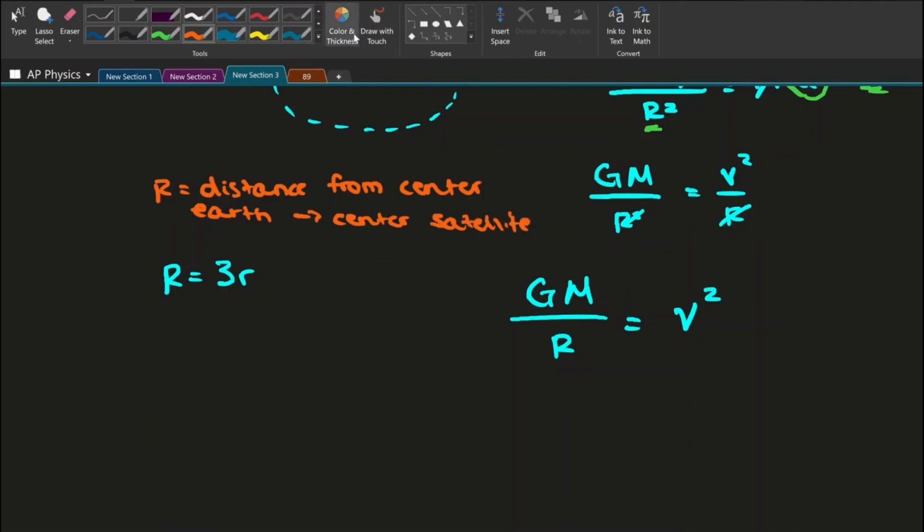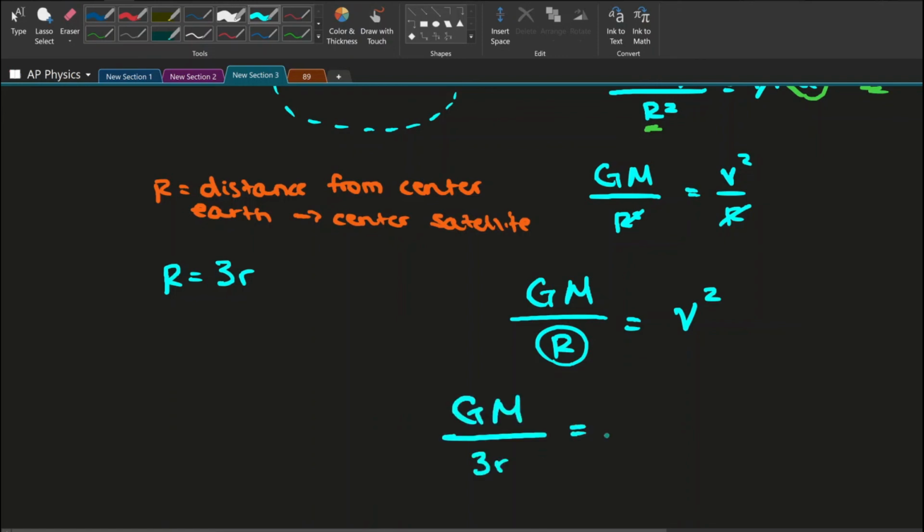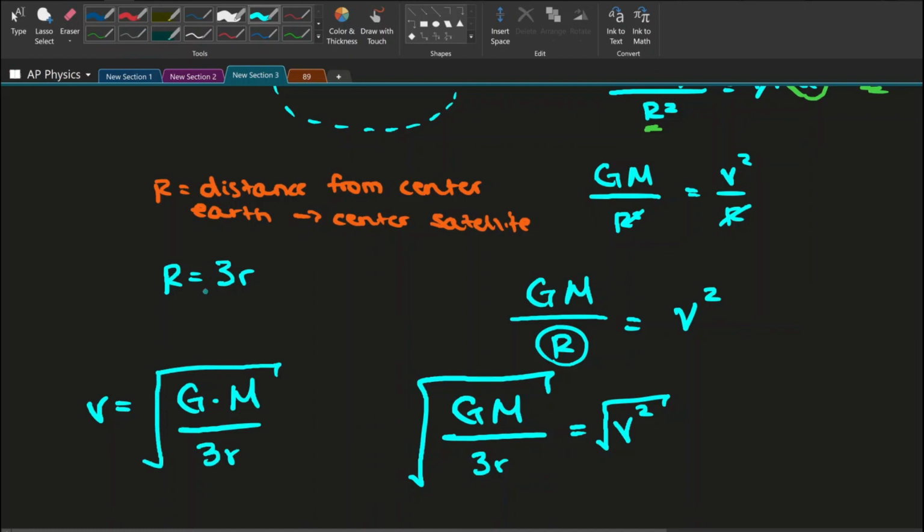So we will keep moving forward here, and we will plug in big R equals 3 times the radius of the Earth in for this down here. So we will say G times M divided by 3 times little r equals velocity squared. So we're almost there. We have everything that we need. We just need to solve for our velocity, and we get velocity is equal to the square root of G times M divided by 3r, and that is our answer.